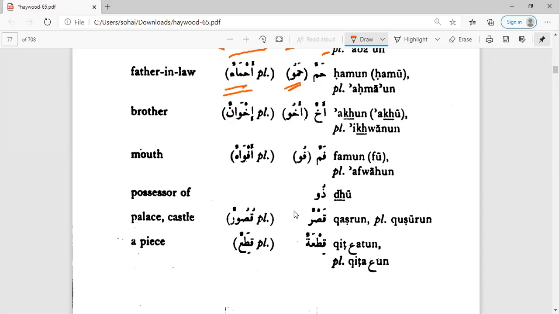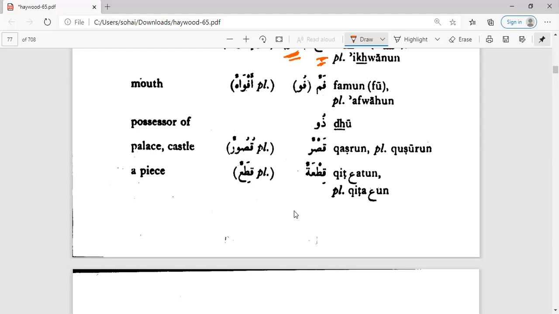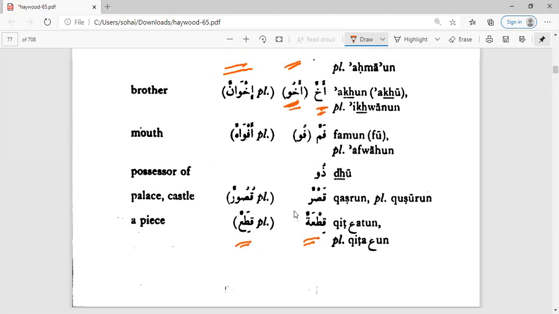Brother is Akhun. Farhana, are you there? You understand this? Yes, sir. Okay. Akhu, Akha, Akhi when it's mudaf. Its plural is Ikhwanun. Famun is mouth. Afwahun is plural. Zu, we covered before, is possessor of. Qasrun is palace. Qusurun is palaces or castles, plural. Qit'atun means a piece. Qit'un is the plural. These are broken plurals, as you can see.